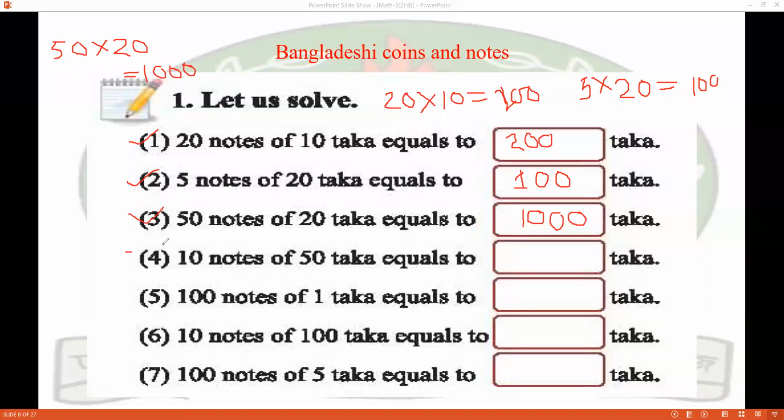In number 4, 10 notes of 50 taka is equal to how many taka? 10 into 50, there will be 500 taka. So we have to write here 500 taka.